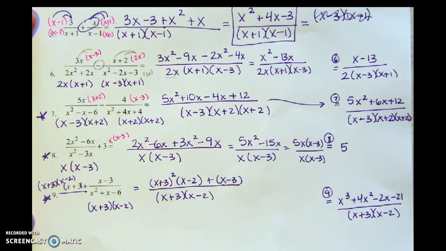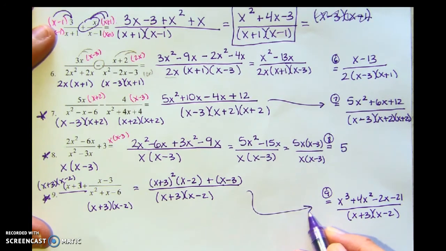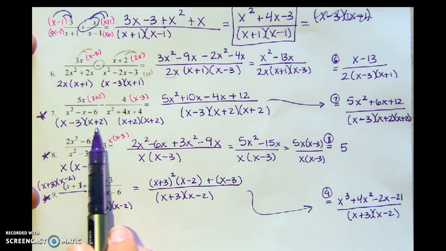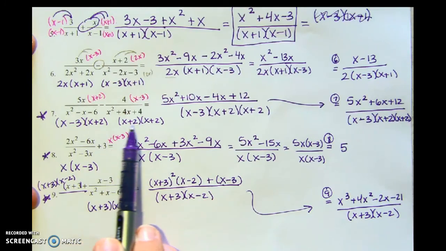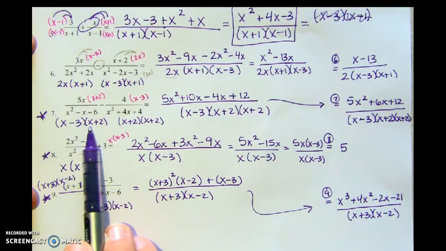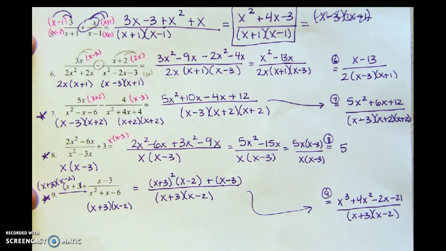Should we do it now? It's going to be a waste of a minute. If you multiply all this out and combine like terms, you're going to get this. Okay. Super messy notes. Should I talk about 7? Here we go. This factors and this factors, so this one needs the x minus 3, and this one needs another x plus 2. So that's why I multiplied by those to get the common denominator.